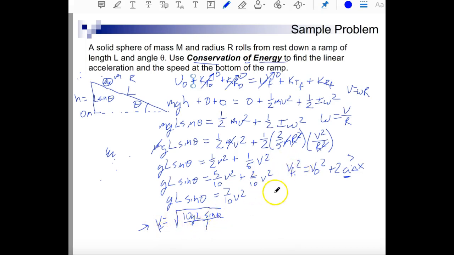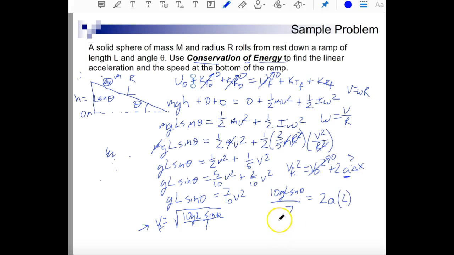Here's v_f. We're going to square it, and so that will give us 10 g L sine of the angle all over 7. That's going to be equal to, this thing is 0 because at the top we don't have any speed, and then it's 2 times a, and then our change, 2a delta x, and that's actually along the ramp. And so that's going to be L for our length, because you do go all the way across there.